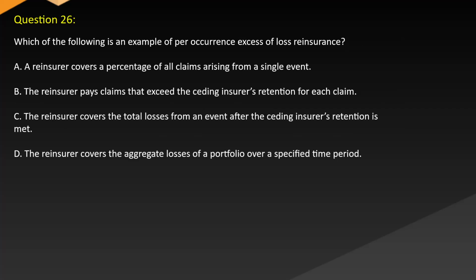Question 26. Which of the following is an example of per occurrence excess of loss reinsurance? A. A reinsurer covers a percentage of all claims arising from a single event. B. The reinsurer pays claims that exceed the ceding insurer's retention for each claim. C. The reinsurer covers the total losses from an event after the ceding insurer's retention is met. D. The reinsurer covers the aggregate losses of a portfolio over a specified time period.